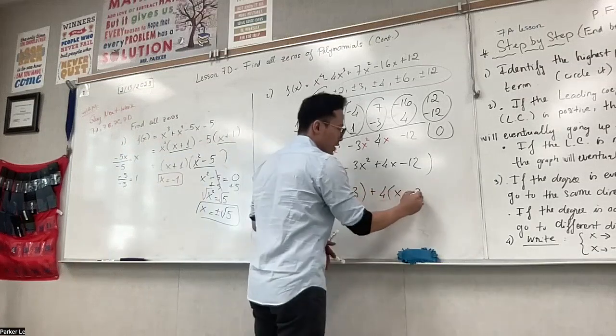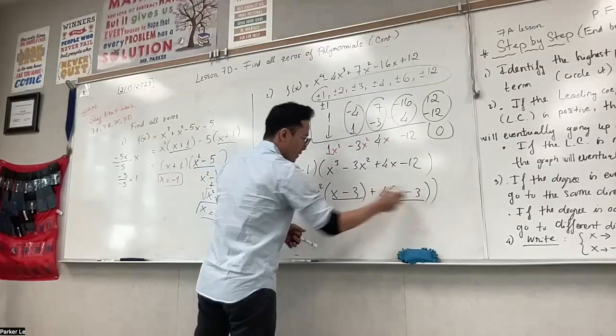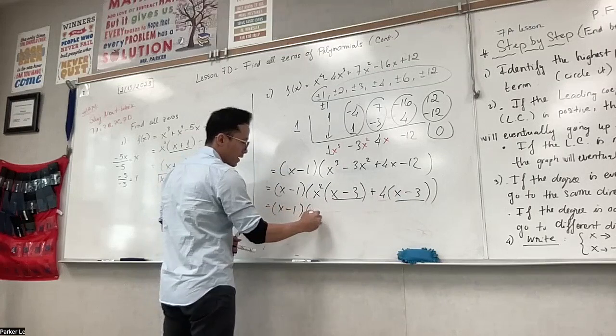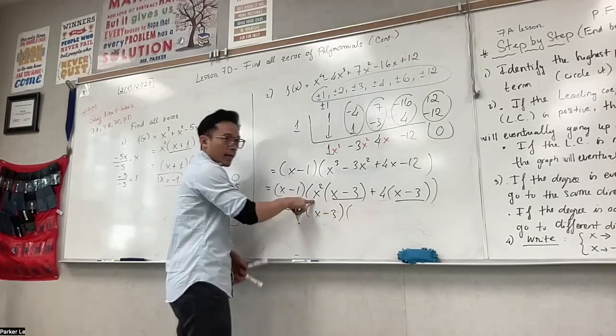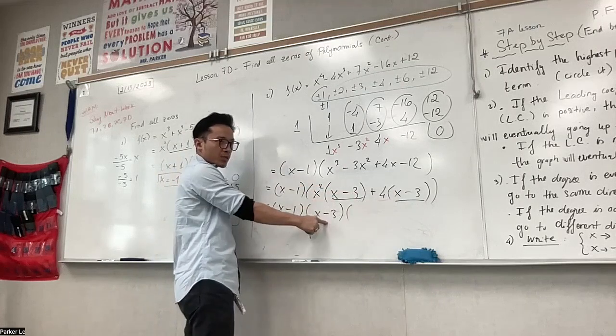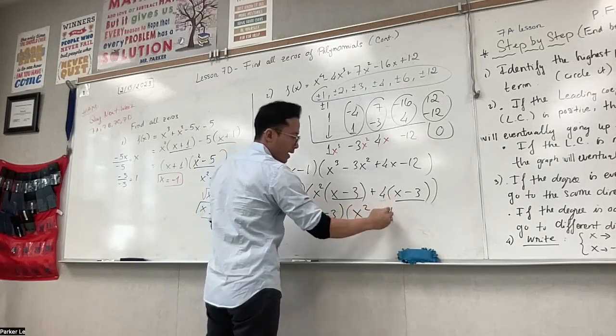-3. -12, you took out 4, -3. So -3 is a common factor, right? So I took out a -3. X minus 3, I mean x minus 3. X squared times x minus 3, I took out x minus 3. I have left x squared. Same thing, I have left 4.